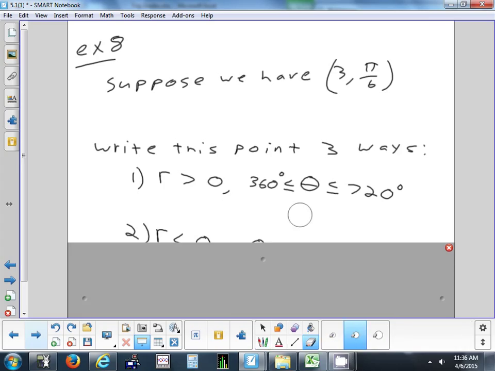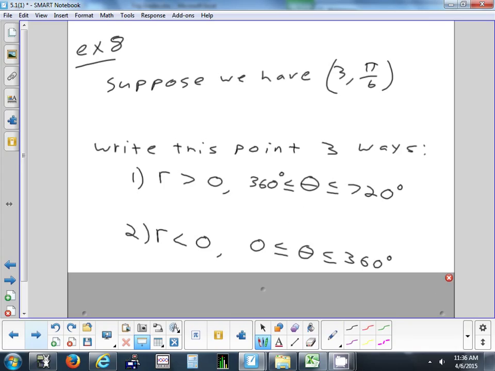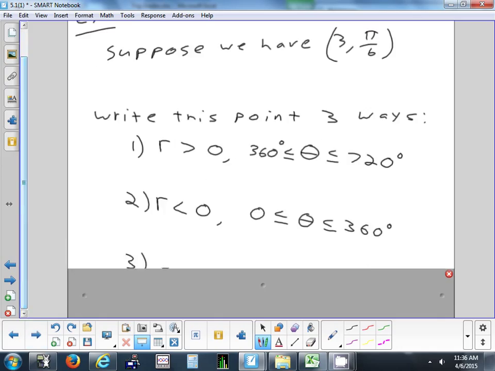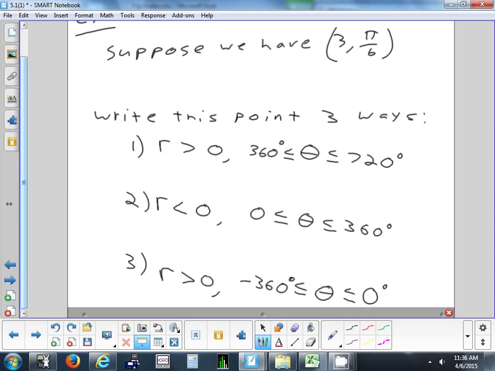All right. How about the second way? You want a negative radius and an angle between 0 and 360. And then the third way, positive radius, negative angle. I think to try to do that in your head can be kind of hard to visualize where it is, so we'll sketch it.